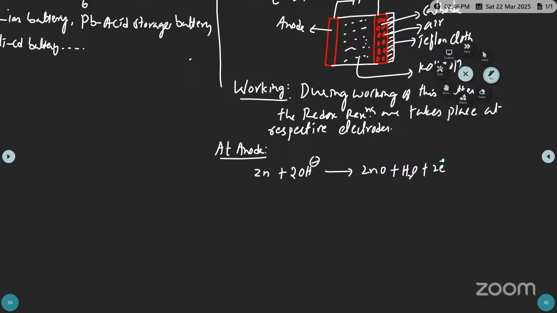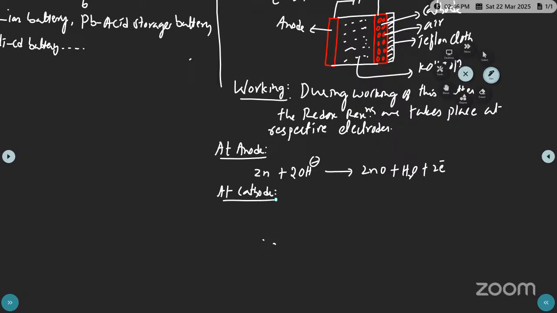So here, how can you know this zinc involves in oxidation? By knowing the oxidation numbers. So what is the oxidation number of zinc here? 0. What is the oxidation number of zinc here? Plus 2. 0 to plus 2 increases. So that is an oxidation reaction. So like that, zinc involves in oxidation. And next, at cathode.